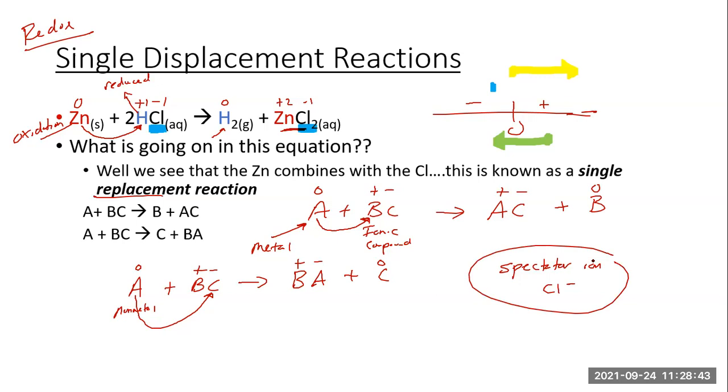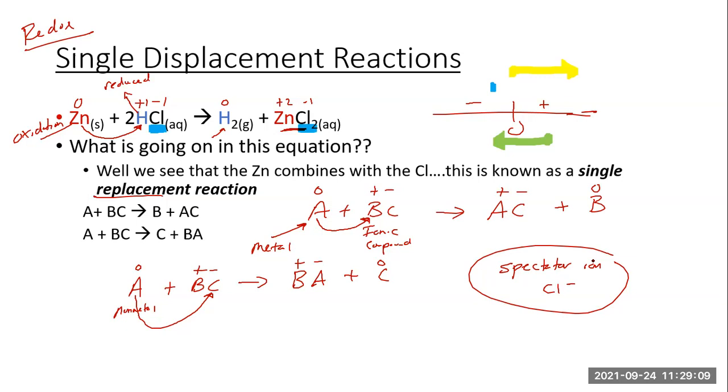And a spectator ion, much like the name implies, if you are a spectator, you are pretty much just watching what is going on. So it's there. It's really there to balance out the charge, but it's not participating in any type of products being formed or anything of that nature. So single replacement reaction: one guy comes in, kicks out the other guy. We get some new guys that are formed.